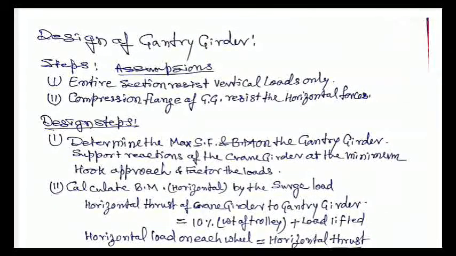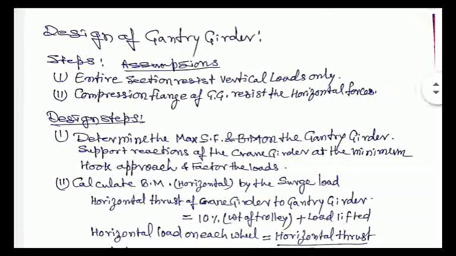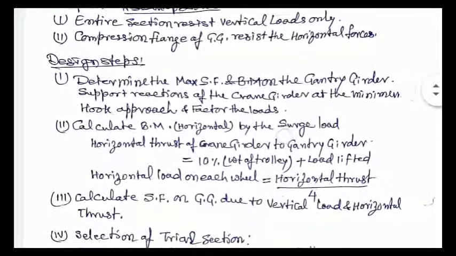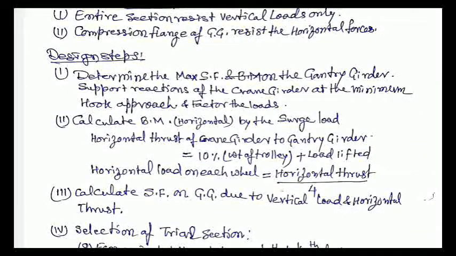So first design step, first of all, we have to find out the maximum loads coming on the gantry girder. For finding out maximum shear force and maximum bending moment on the gantry girder, we need the support reactions of the crane girder at the minimum hook approach and the factored loads. Then second step, calculate bending moment due to horizontal thrust, which is known as surge load.